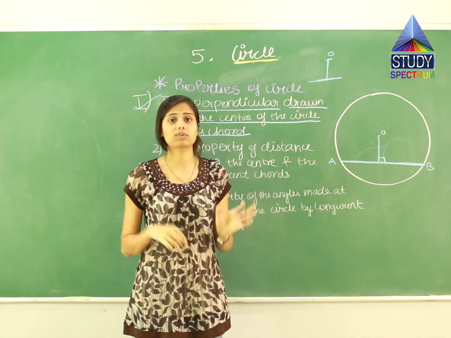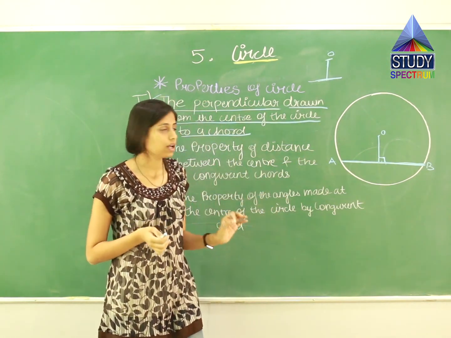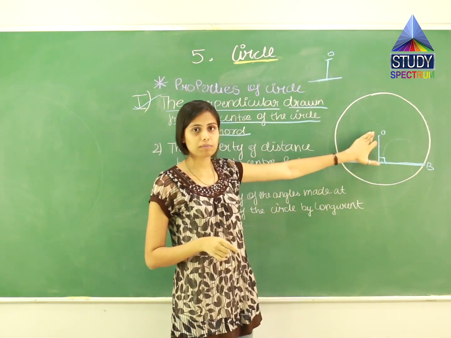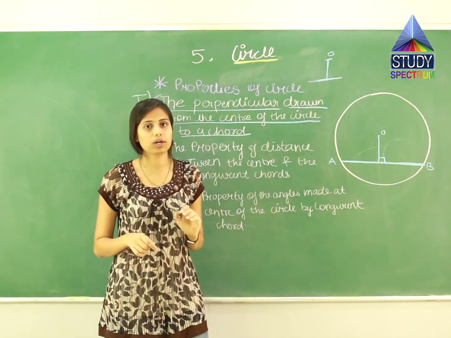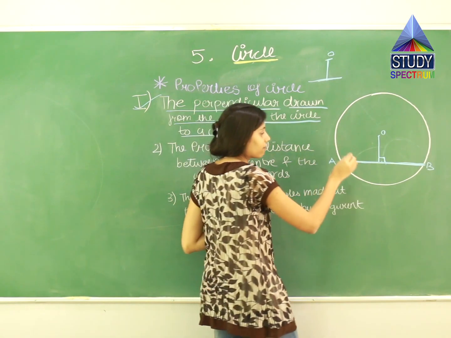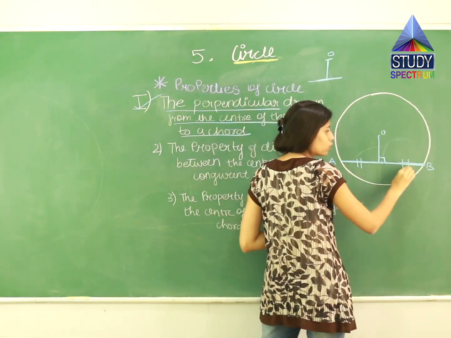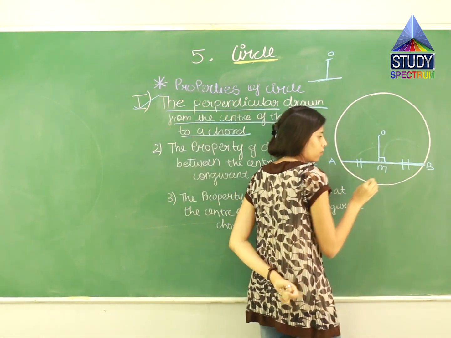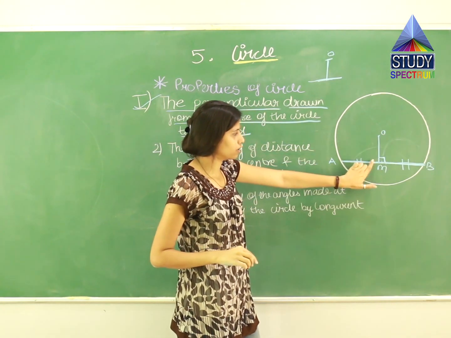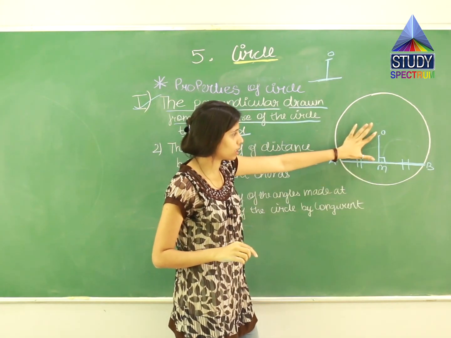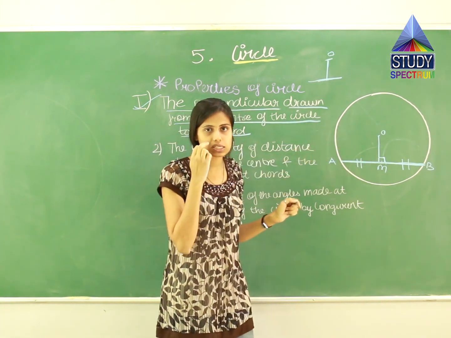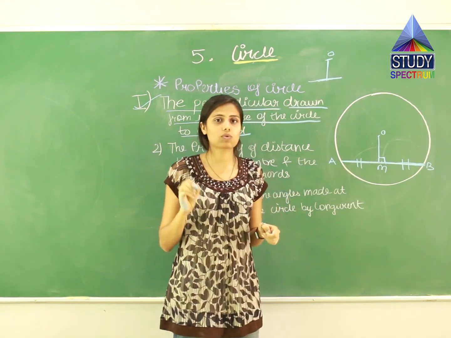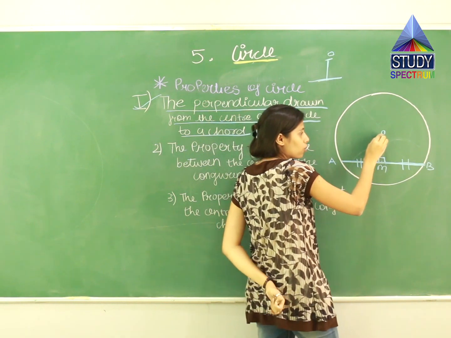Now we have drawn the figure, but what is the property? The property is that if you draw such a figure, a perpendicular starting from the center of the circle and touching a point on the chord, then it will divide the chord into two equal parts. Suppose we name this point M. The perpendicular which starts from the center of the circle and touches the chord, the point at which it touches the chord I have named M. So we have a perpendicular known as OM.